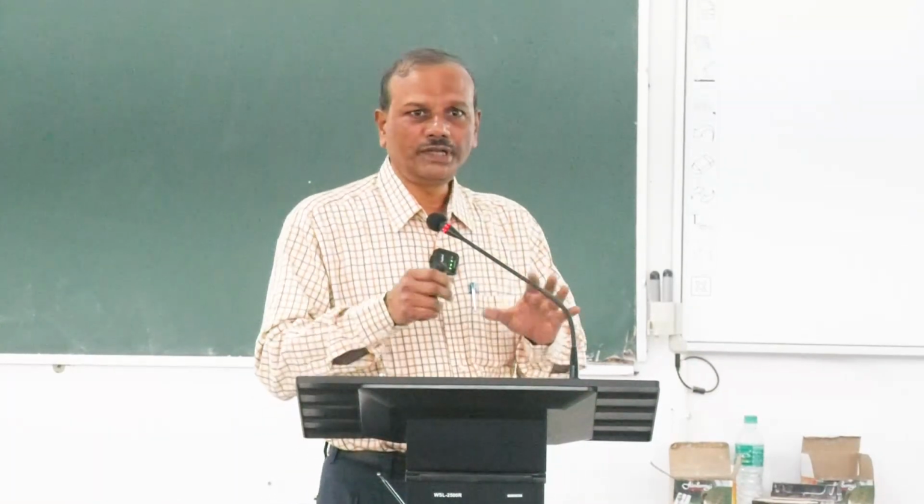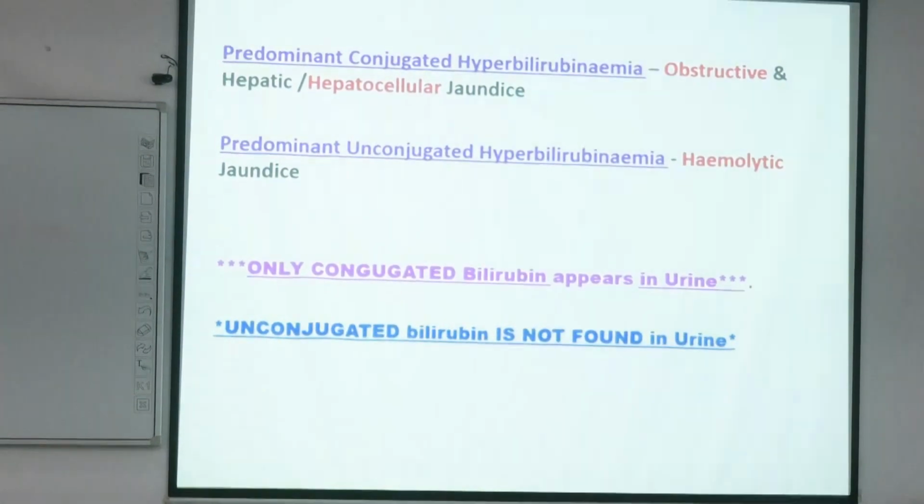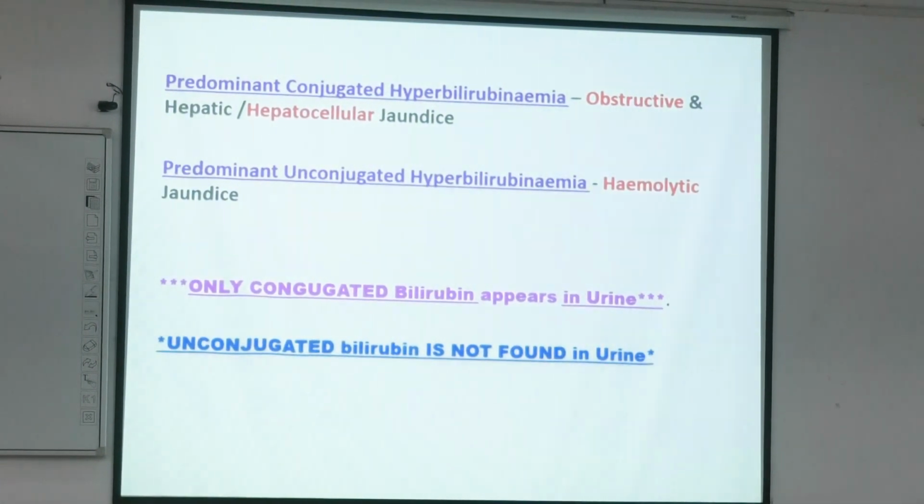Now, coming to the clinical part. You will find predominant conjugated hyperbilirubinemia in obstructive and hepatocellular jaundice. Why? Because in obstruction, everything has already happened, but the bile is not able to flow. So there will be back pressure, and conjugated bilirubin will regurgitate into the blood and cause conjugated hyperbilirubinemia. And in hepatocellular jaundice also, because the liver will not be able to deliver the conjugated bilirubin into the biliary canaliculi.